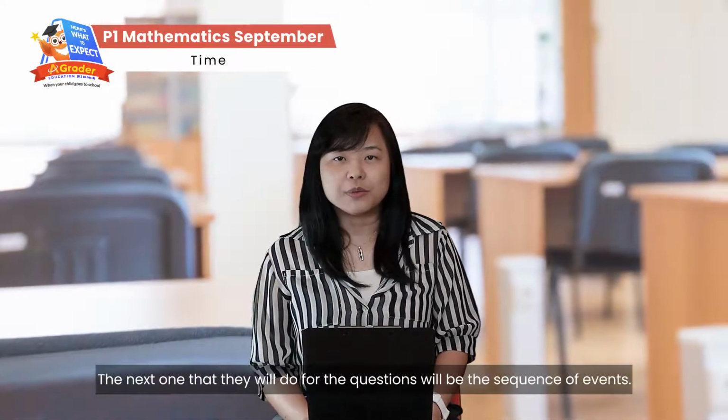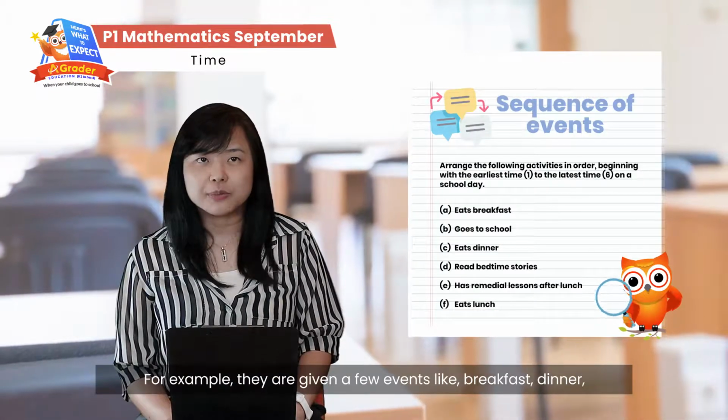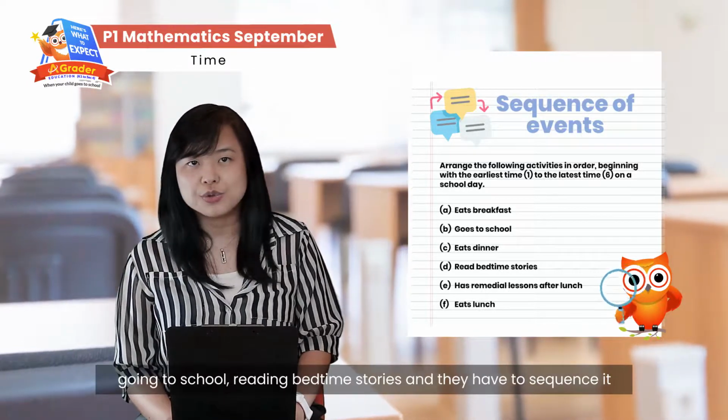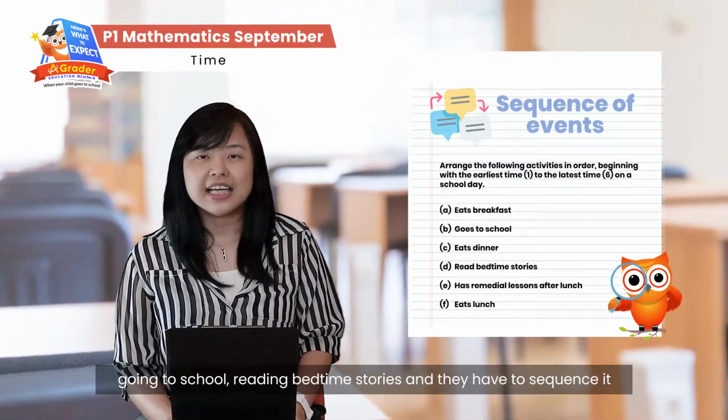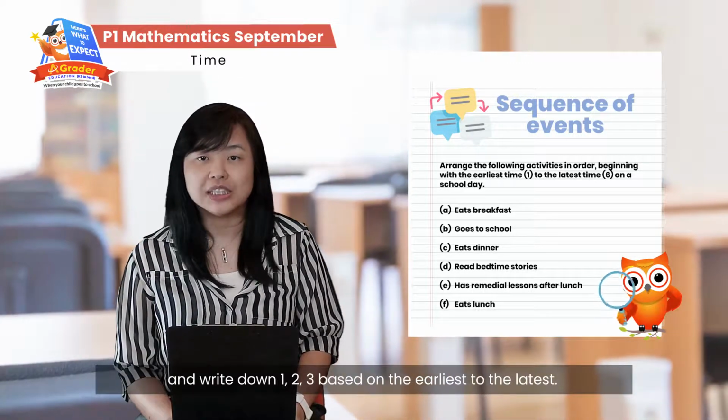Then the next one that they will do for the questions will be the sequence of events. So for example, they are given a few events like breakfast, dinner, going to school, reading bedtime stories, and they have to sequence it and write down 1, 2, 3 based on the earliest to the latest.